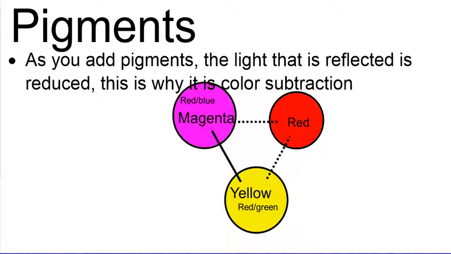So to help you understand this a bit more, as you add pigments, the light that is reflected is reduced, which means that it is absorbing more and more light. So this is why we call this color subtraction, because as you add more and more, you subtract more and more colors. So again, magenta is magenta because it is reflecting red and blue, which means that it is absorbing green. Yellow is yellow because it's reflecting red and green, and it's absorbing blue.